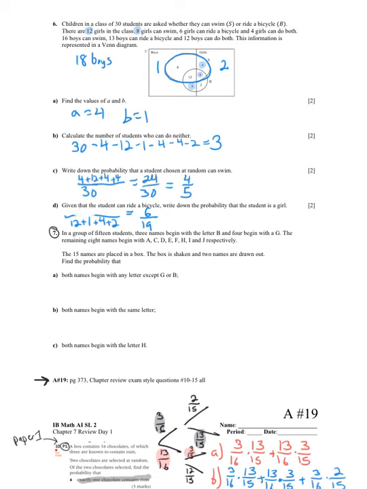And then the last problem here, number 7. There are 15 names, and we know that 3 of them begin with the letter B, and 4 begin with the letter G. Everyone else, the remaining 8 names, begin with different letters, respectively. The 15 names are placed in a box. The box is shaken and 2 names are drawn out. Find the probability of each. So this is a dependent situation because you're drawing one name out, then you're drawing the next name out. Both names begin with any letter except G or B.